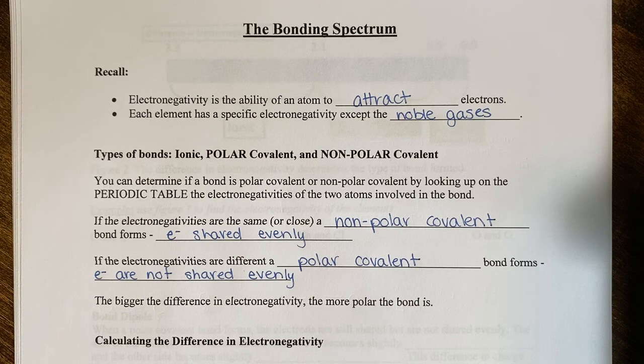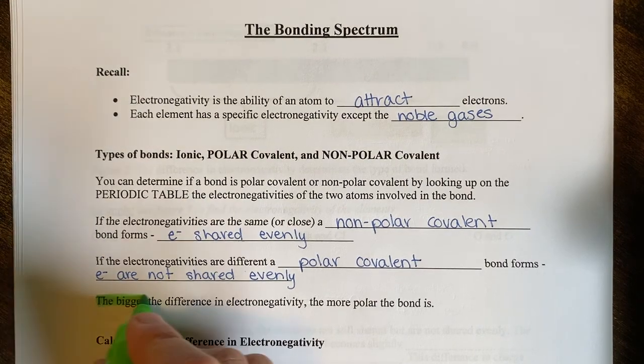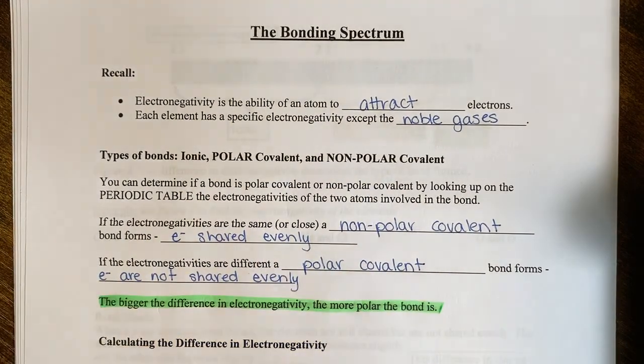And the bigger the difference in electronegativity that you see between those two atoms, the more polar the bond is. So remember we said this was a spectrum, it's not one or the other. The bigger the difference, the more polar the bond is.